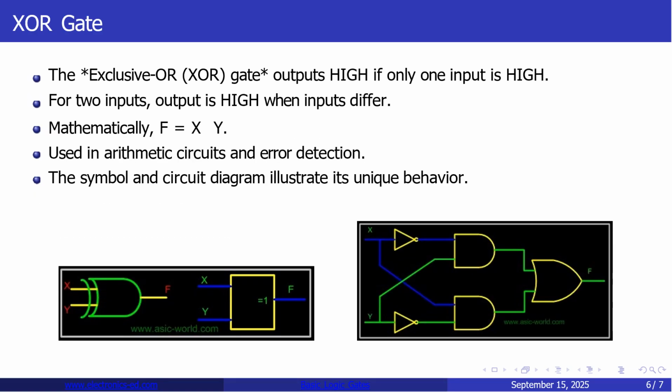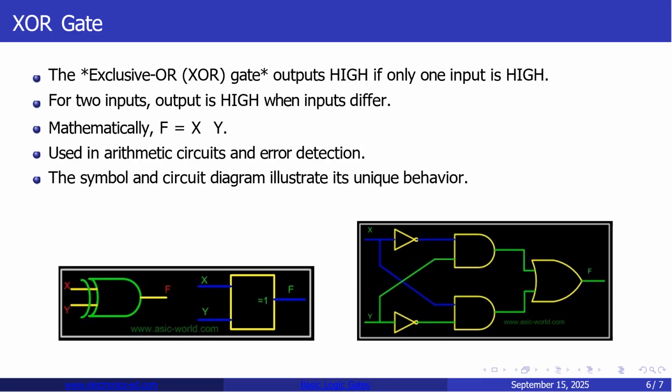The exclusive OR, XOR gate, acts a bit differently. I like to think of it as the either-or but not both gate. If I have two inputs, the XOR gate gives me a high output only when the inputs are different, one high and one low. If both are the same, whether high or low, the output is low.